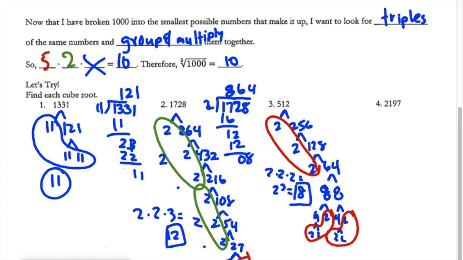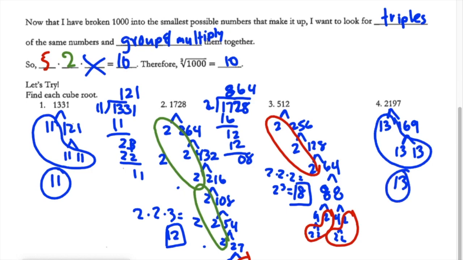Okay, 2197. Now we're talking big boy numbers. Okay, so 2197, not the easiest thing. I'm just going to go ahead and give it to you: 13 and 169. Okay, so 169 we should know by now is only made up by 13. So again, my triple, and so my answer here is 13.